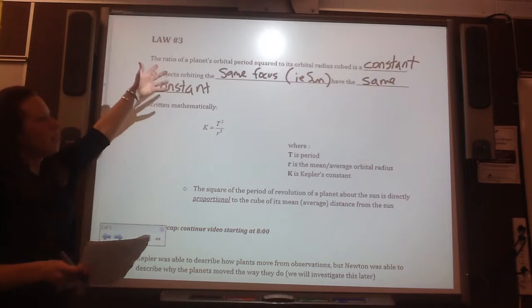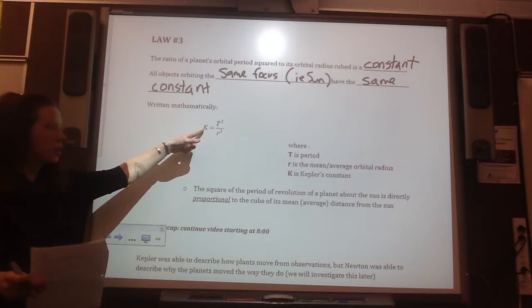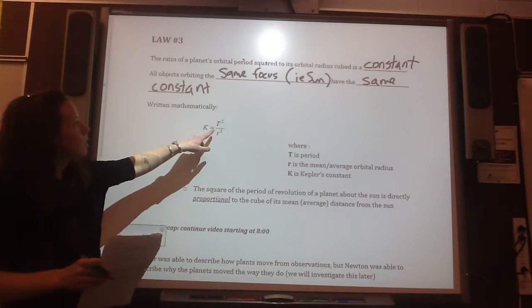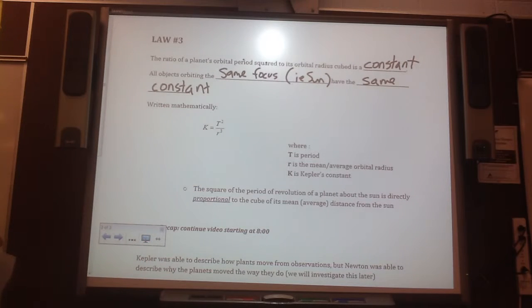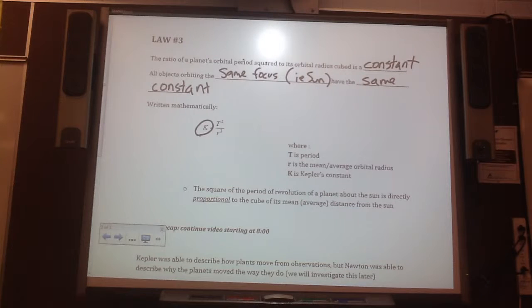So basically all of these words mean this mathematically. So K, which is Kepler's constant, is equal to the period squared over r cubed. So what I really want you to understand is that its time and its radius are kept constant around the same focus point. So just like I said, you can only apply the same Kepler's constant to objects that are all orbiting the same other object.